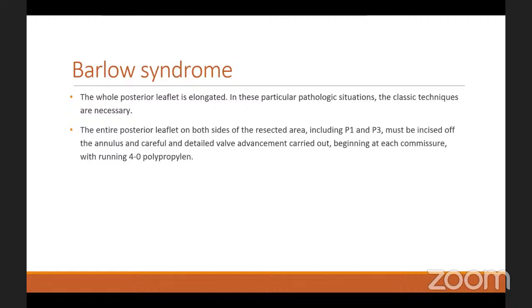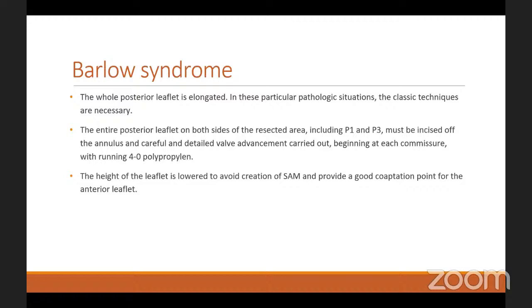So a specific problem we have is Barlow syndrome. The problem in Barlow syndrome is that the whole posterior leaflet is elongated. In this particular pathological situation, the classical technique, which is the sliding valvuloplasty, is necessary. The entire posterior leaflet on both sides of the resected area, including P1 and P3, must be incised off the annulus, and careful advancement of the valve is carried out, beginning at each commissure with running Prolene.